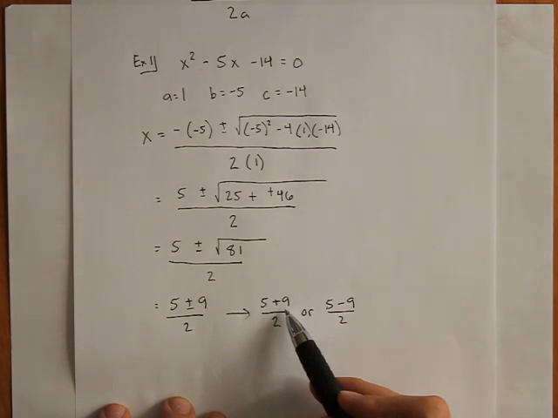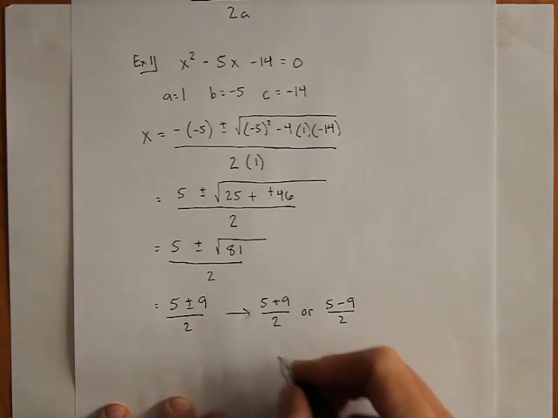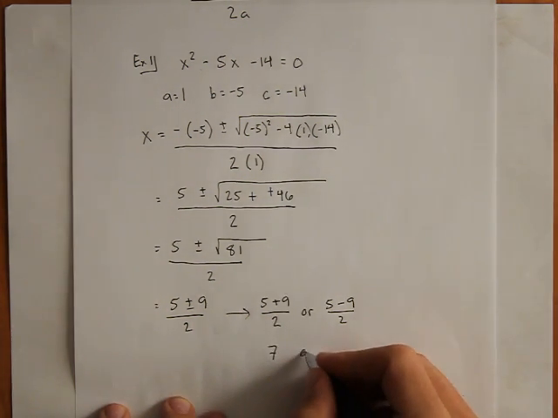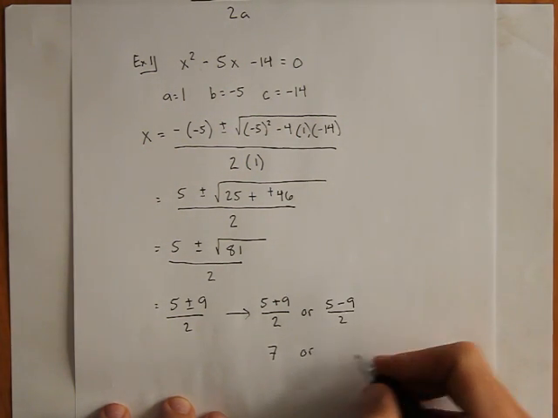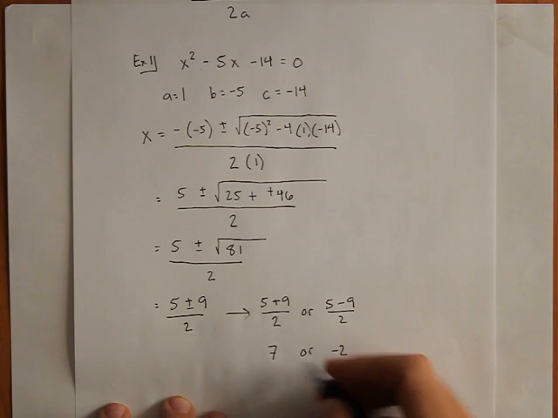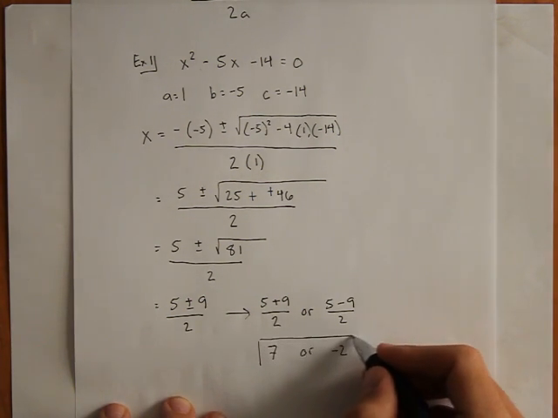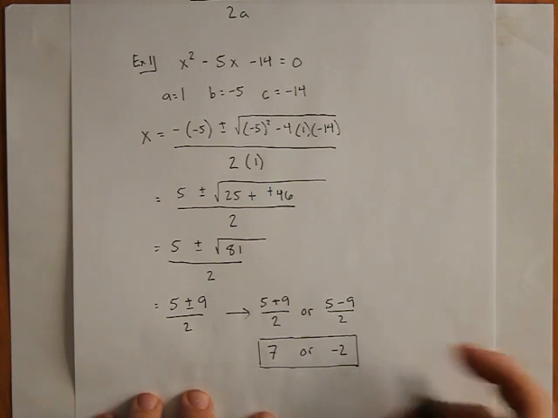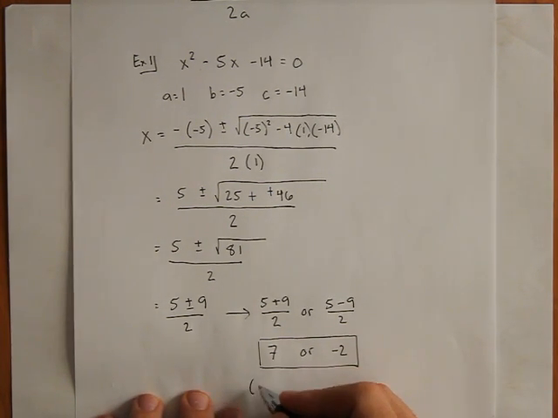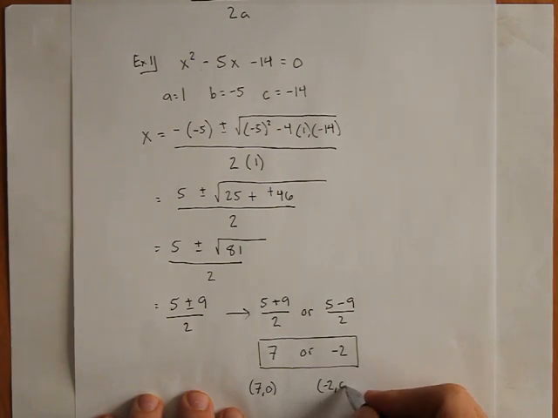5 plus 9 is 14. 14 over 2 gives me 7. Or 5 minus 9 is -4. -4 over 2 gives me -2. And those are my 2 solutions. Depending, those are your roots. If they're written as x-intercepts, you might even see them written as (7, 0) and (-2, 0).